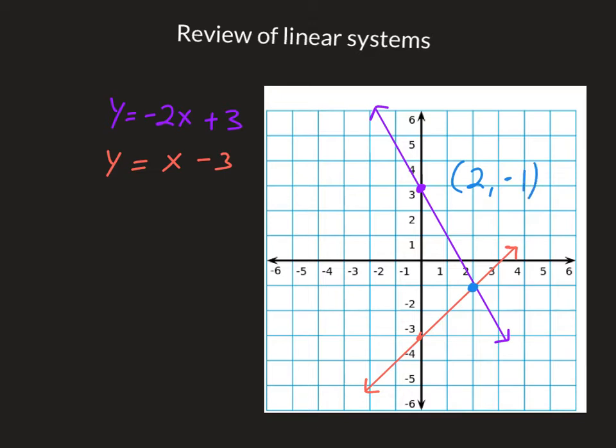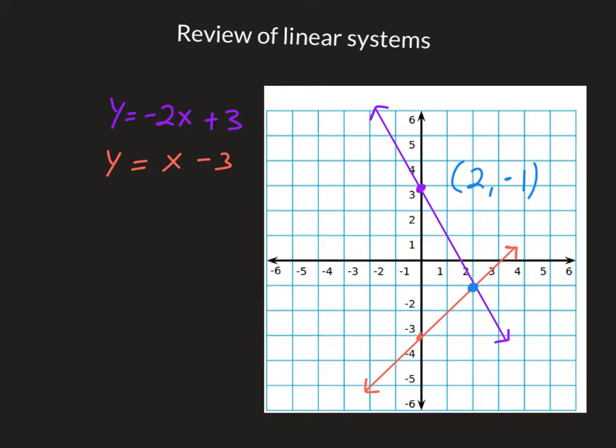And what that means is if you were to plug in 2 for your x value and -1 for your y value, you would get a true statement for both equations. So I could plug in 2 for this x and -1 for this y and get a true statement. I could plug in 2 for this x and -1 for this y and get a true statement there because that's where they intersect. So that is a true point for both the red line and the purple line.